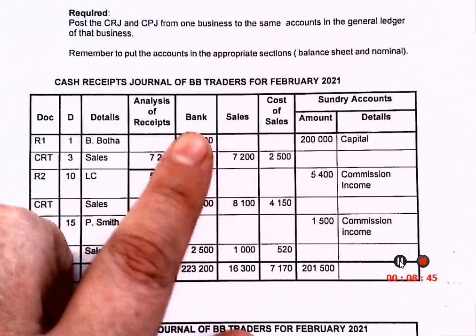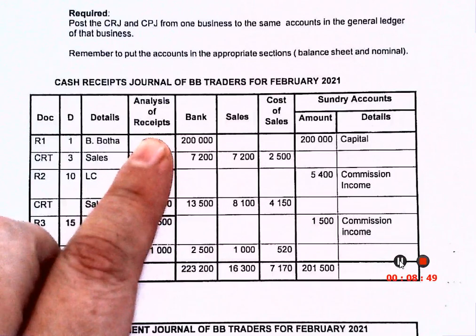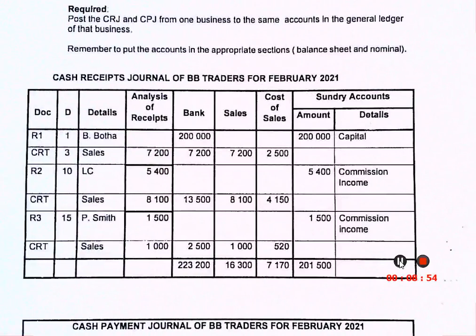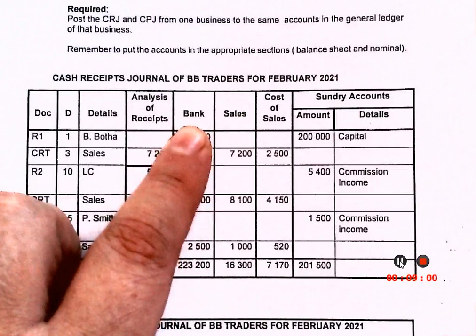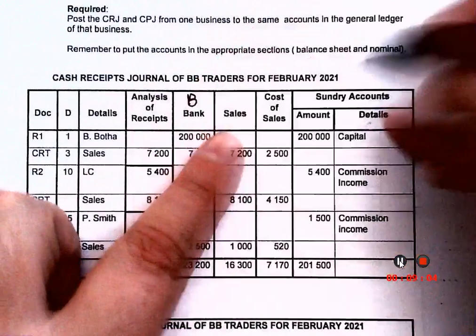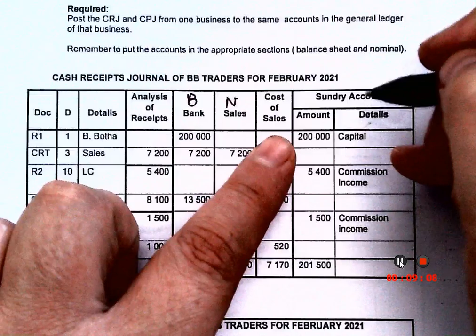So let's quickly see. Analysis isn't an account. Analysis of receipts is just an extra column to put all the money together for the day. So it's your cash register actually, it's your till. What is bank? A B or a N? A B. What is sales? A B or a N? What is cost of sales? A B or a N?